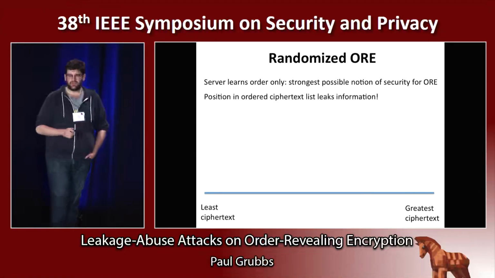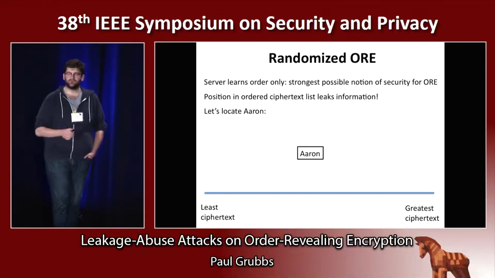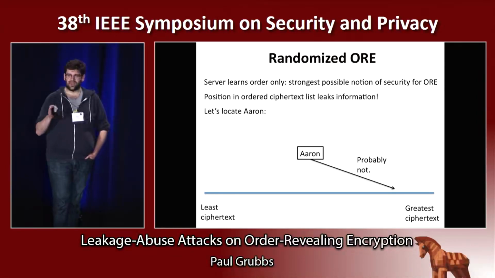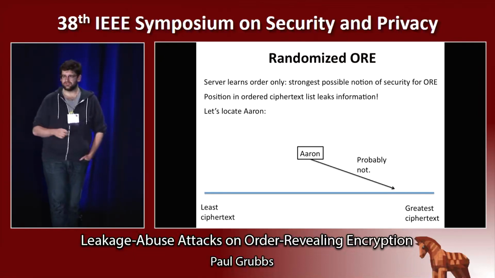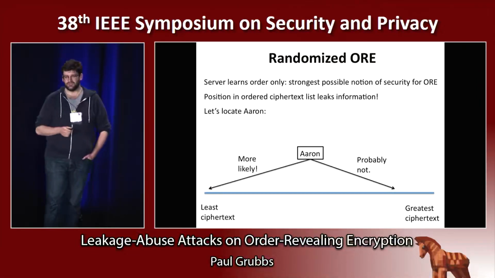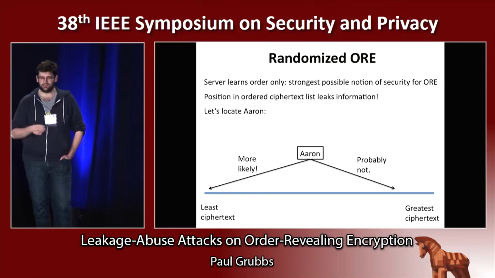The basic idea behind our attack is that the position in the list leaks information about the underlying plaintext of a ciphertext. So to illustrate this, let's just think about the ciphertext of the name Aaron. If we want to look for the ciphertext of Aaron, we're probably not going to look at the end of the list because most names lexicographically are greater than Aaron. Instead, we're going to want to look at the beginning of the list because it's likely that in any sample, most of the names sampled are going to be greater than Aaron.